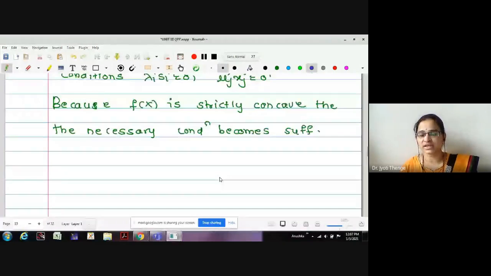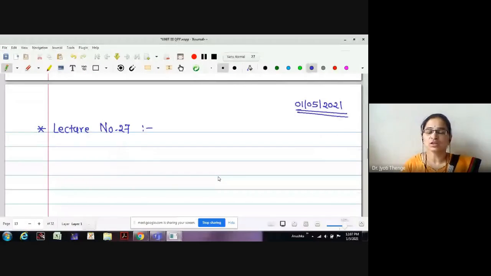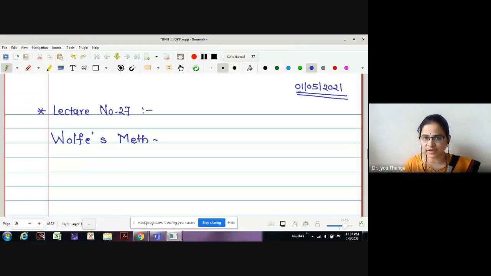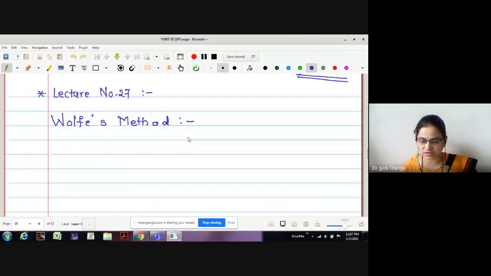In today's lecture, we are going to understand the Wolfe method, which is derived by using the Kuhn-Tucker conditions. Mathematician Wolfe has given a systematic procedure for solving this quadratic programming problem. Let us start with the Wolfe method. Wolfe introduced this method, and therefore the name is given in his honor.